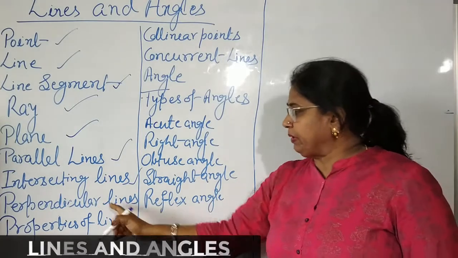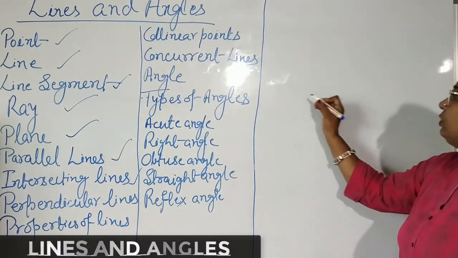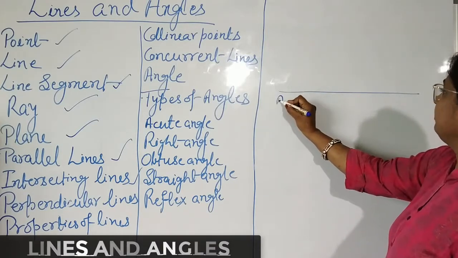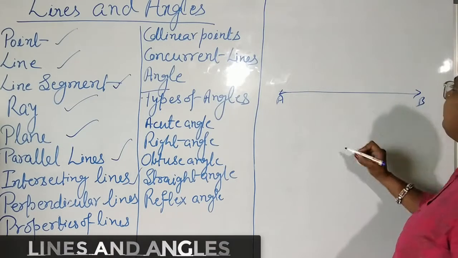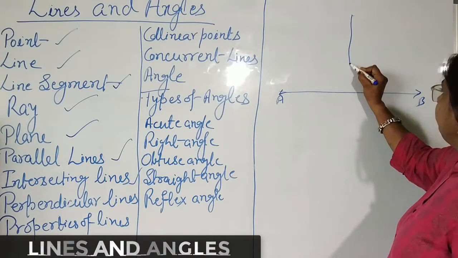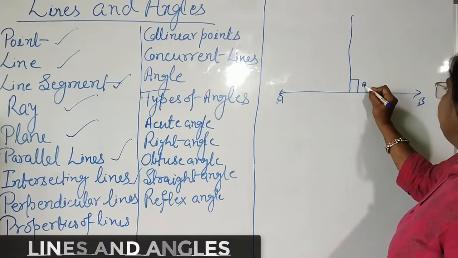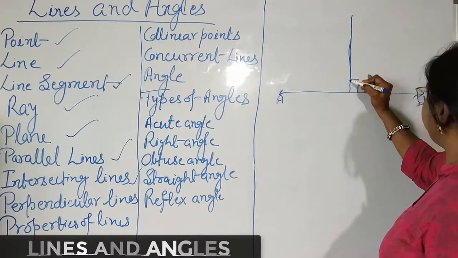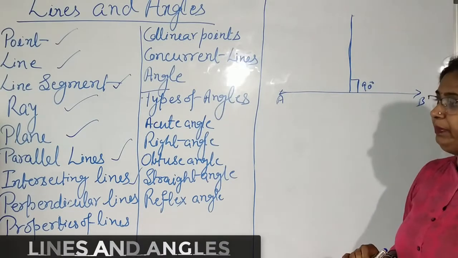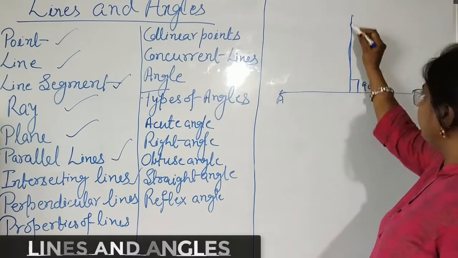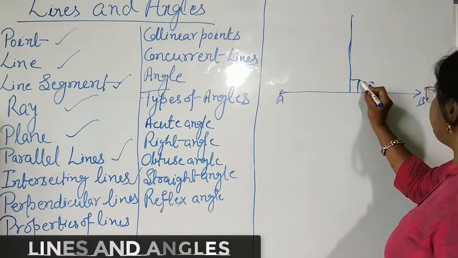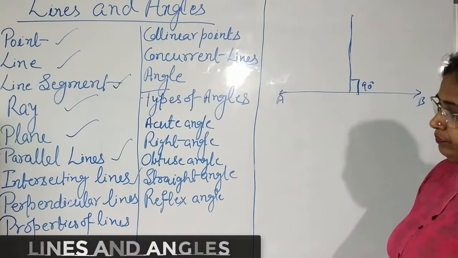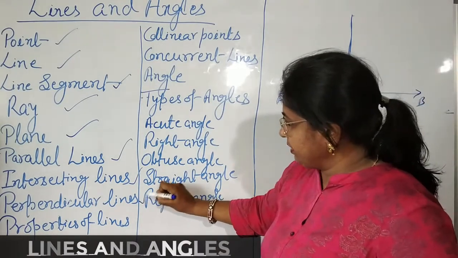Next is perpendicular lines. Suppose one line is AB, and another line makes a 90-degree angle on the first, then they are called perpendicular to each other. If one line makes a 90-degree angle on another line, it is called perpendicular lines. Perpendicular lines is over.